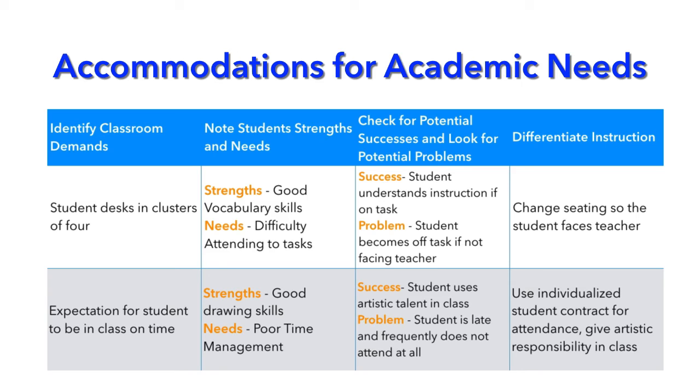Here's another student who has the expectation that they be to class on time, but they're not making it. But their strengths are they have good drawing skills, but bad time management. The student uses their artistic talent in class. They like to draw, and they're good at it. But the student is late and frequently does not attend at all. So we use an individualized student contract for attendance. When the terms of the contract are upheld, then they get some artistic responsibility in class. Maybe they get to work on changing up a bulletin board or hanging up a mobile or something like that. Something that can capture their attention and let them do something that can contribute to everybody.